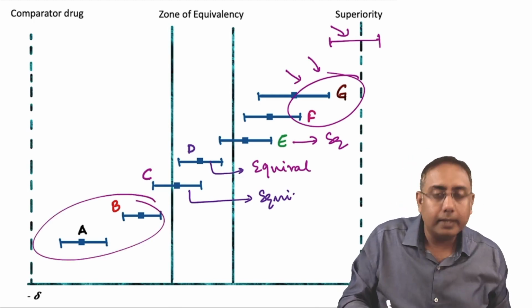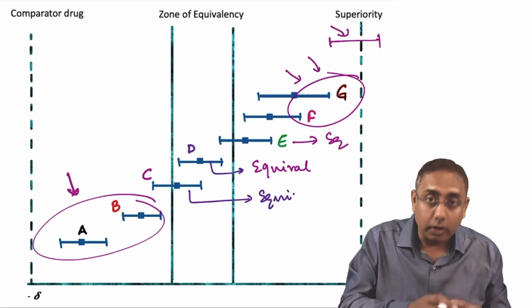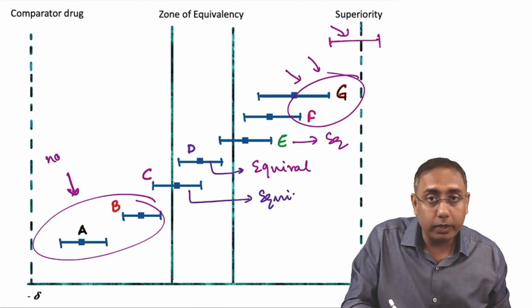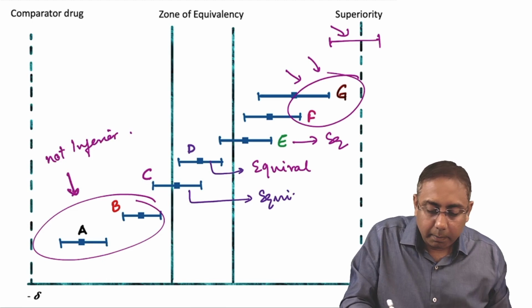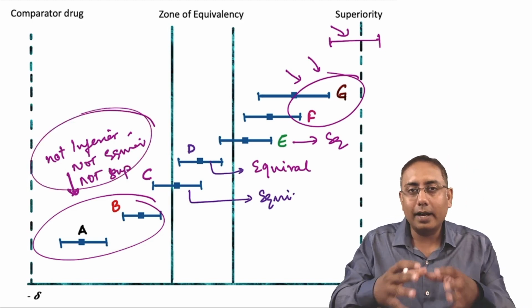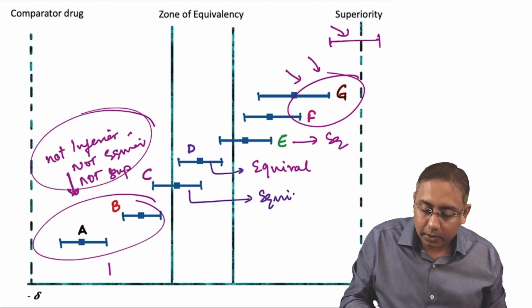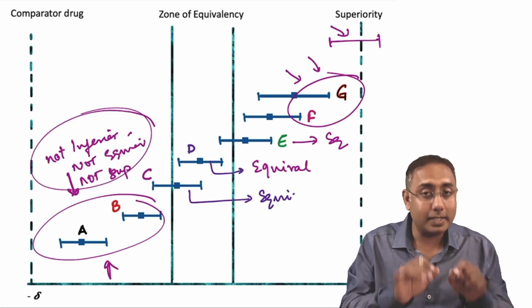What about B and A? They are again not inferior. They don't show inferiority, right? So they are not inferior, but they are not equivalent and not superior either. In fact, they are kind of inferior drugs because they are towards inferiority only. So they are as bad as the standard drugs A and B.